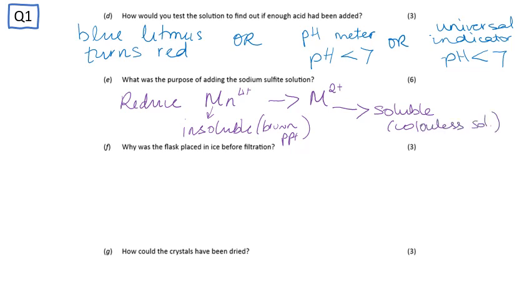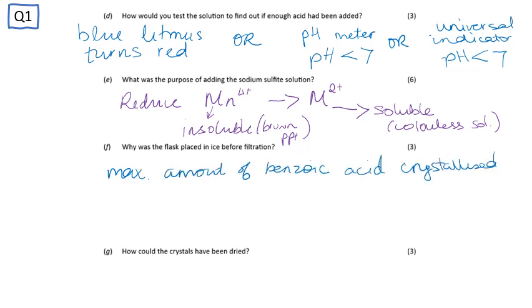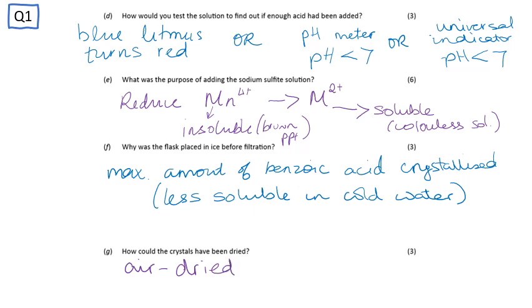Question F, why was the flask placed in ice before filtration? And that was to cool the solution to ensure that the maximum amount of benzoic acid was crystallized out of the solution, because the benzoic acid is less soluble in cold water. Part G, how would the crystals have been dried? They would be air dried overnight, or you could place them in a desiccator. So that's like the little oven we have in school that you can put at a temperature to heat it up to evaporate off any solvent that might be remaining.